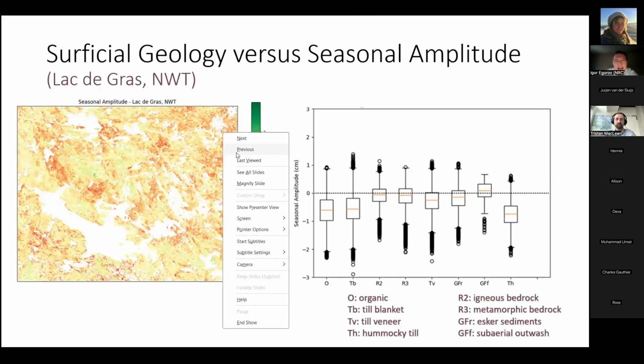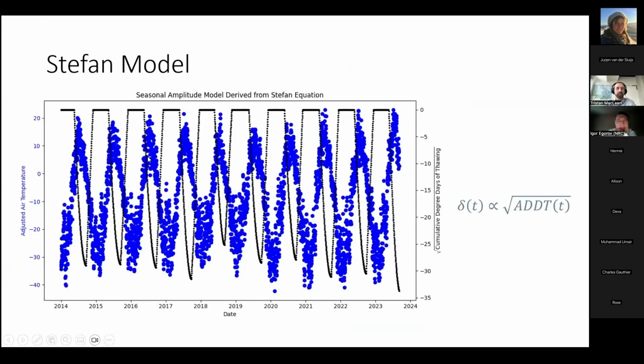Yeah, absolutely. I'll flip back. So I'm using the adjusted air temperature. I basically take the air temperature from the Environment Canada station at Inuvik, and I subtract just a constant value to get that to the ground temperature, which I think I'm using about 3 degrees Celsius.